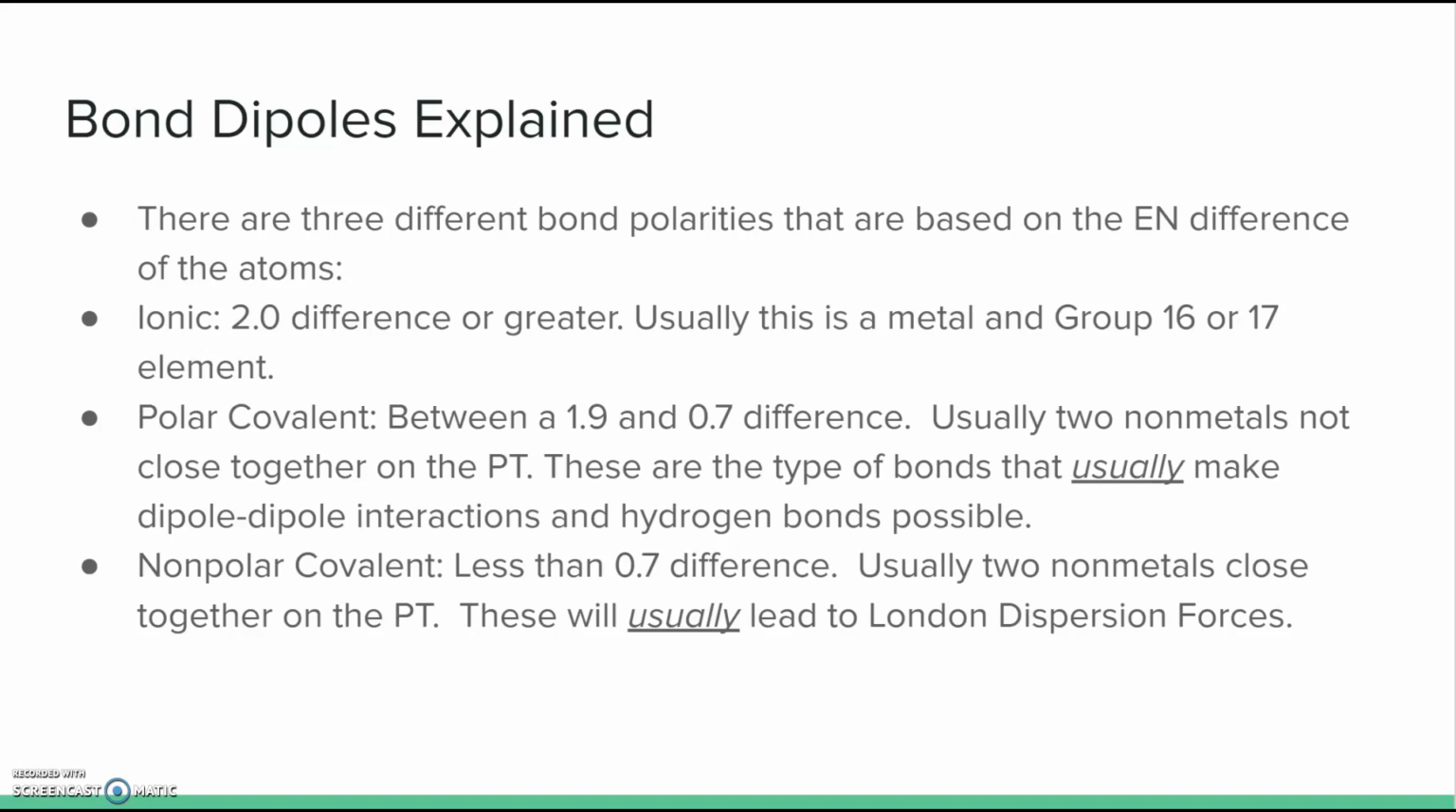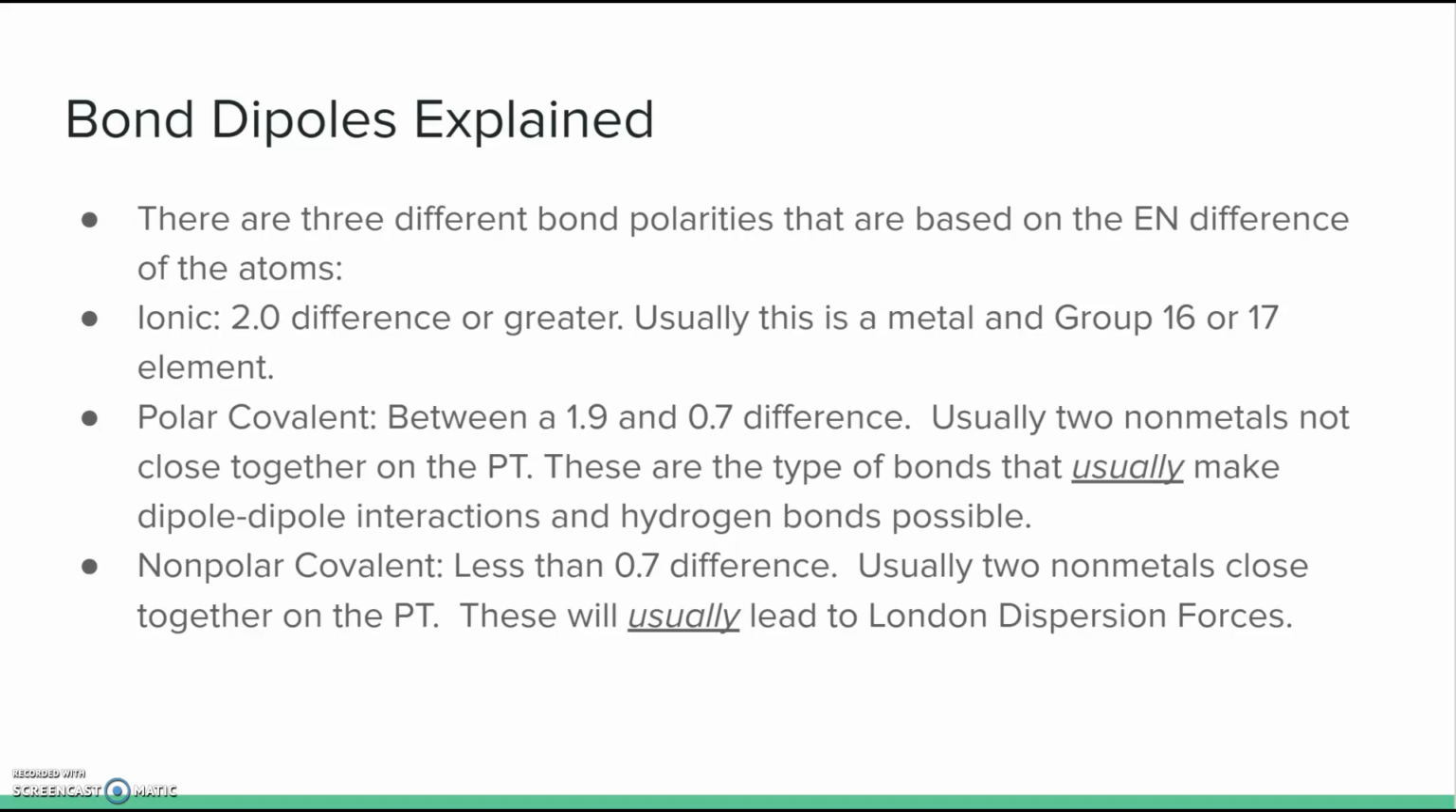There are three different types of bond polarities that are based on the electronegativity difference of atoms. An ionic bond is made up of a 2.0 difference or greater. Usually this is between a metal and a group 16 or 17 element. A polar covalent bond occurs where electronegativity difference is between 1.9 and 0.7, usually between two nonmetals, not close together on the periodic table. These are the types of bonds that usually make dipole-dipole interactions and hydrogen bonds possible.